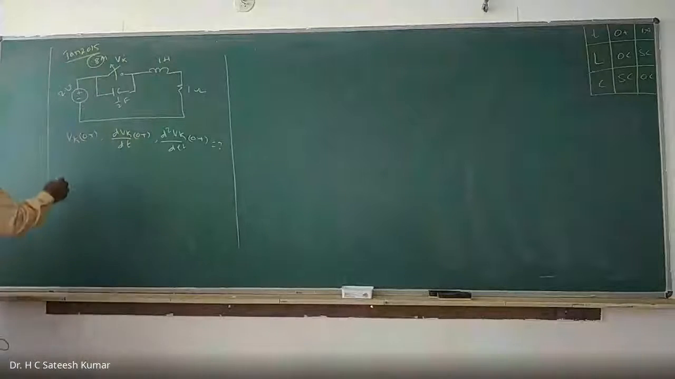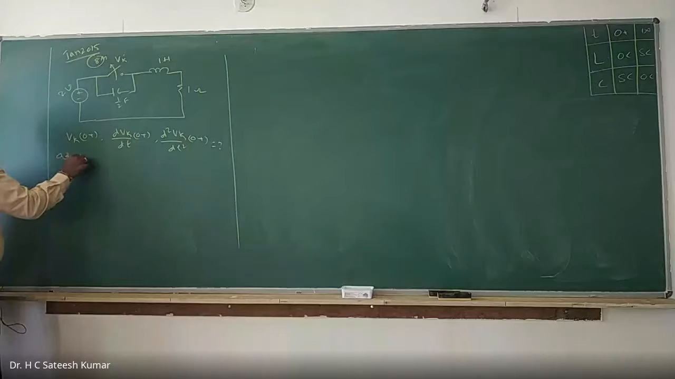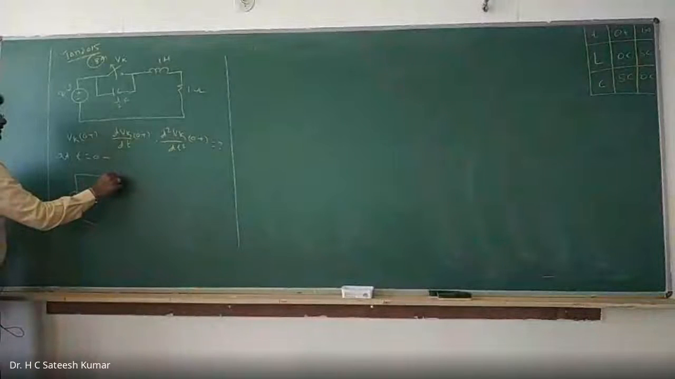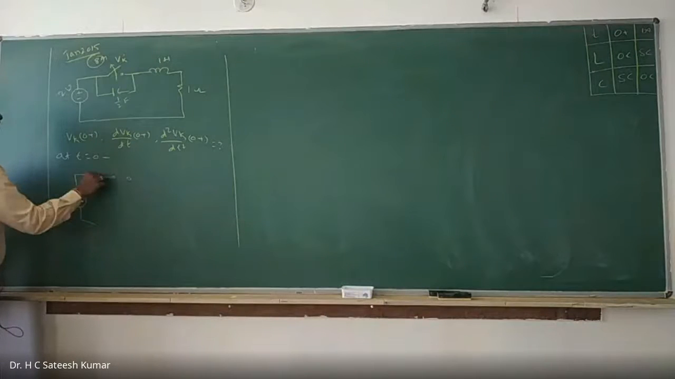At t is equal to 0 minus, what will happen? Let us see. At t is equal to 0 minus, the circuit has reached the steady state condition. Now the switch is opened. Sorry, the switch is closed.